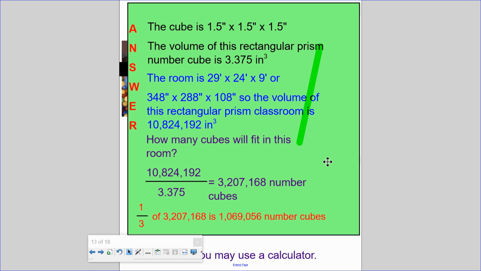How many cubes will fit in? How many of this individual cube right here, 3.375, will fit into this? Using about 3,207,168. So that's how many I would have to buy. Oh, goodness gracious. Think about the money to buy each one. I have no idea how much each cube costs. 10 cents. So that would be almost 320,716 dollars. Oh, goodness gracious.